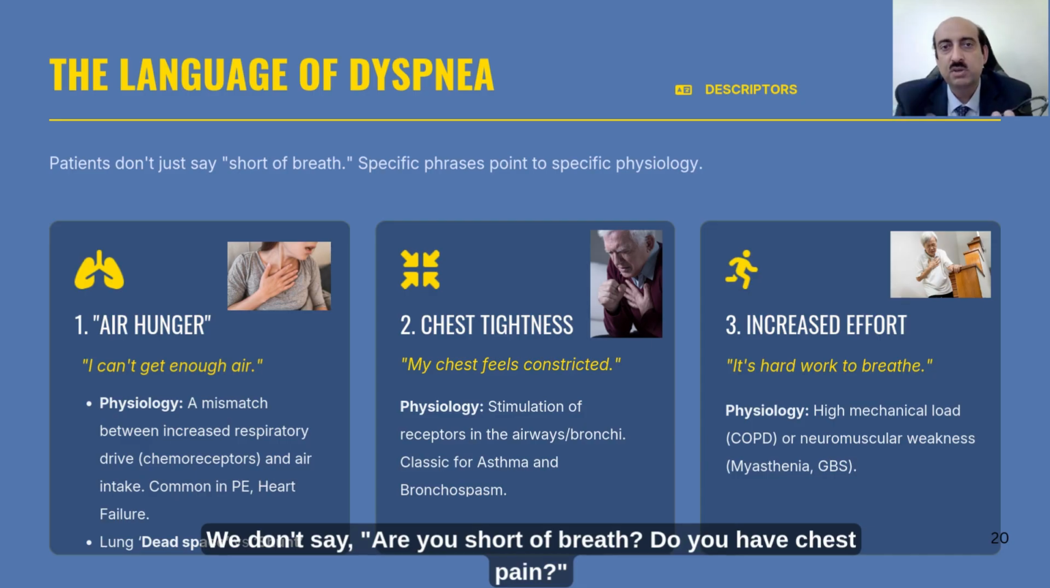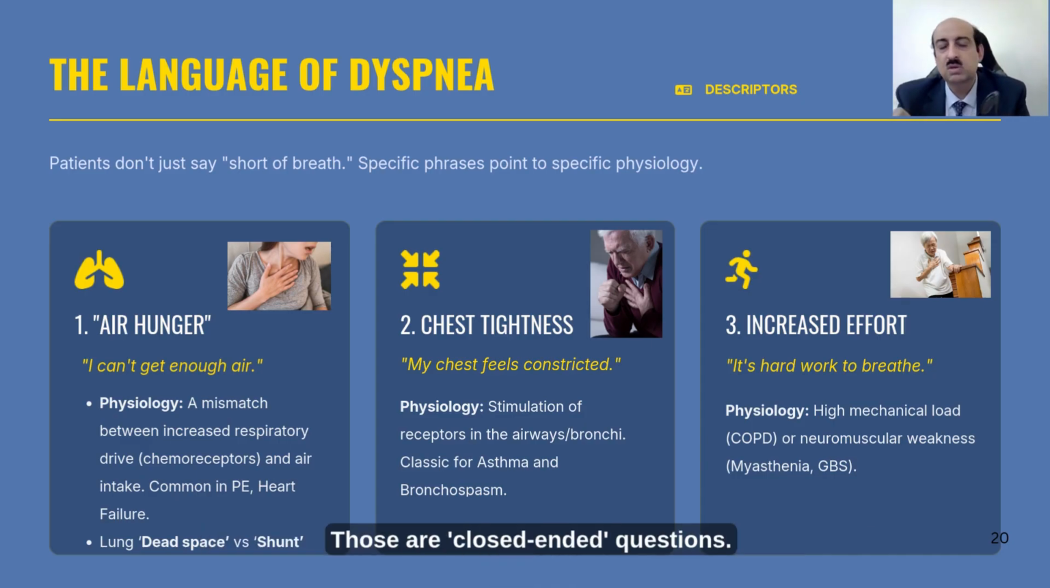We don't say, are you short of breath? Do you have chest pain? Those are closed-ended questions. Is it pleuritic? Is it this? Is the breathing tight, tightness in your chest, or you're not able to get enough air in? Those are all closed-ended questions. We always start off with open-ended questions.